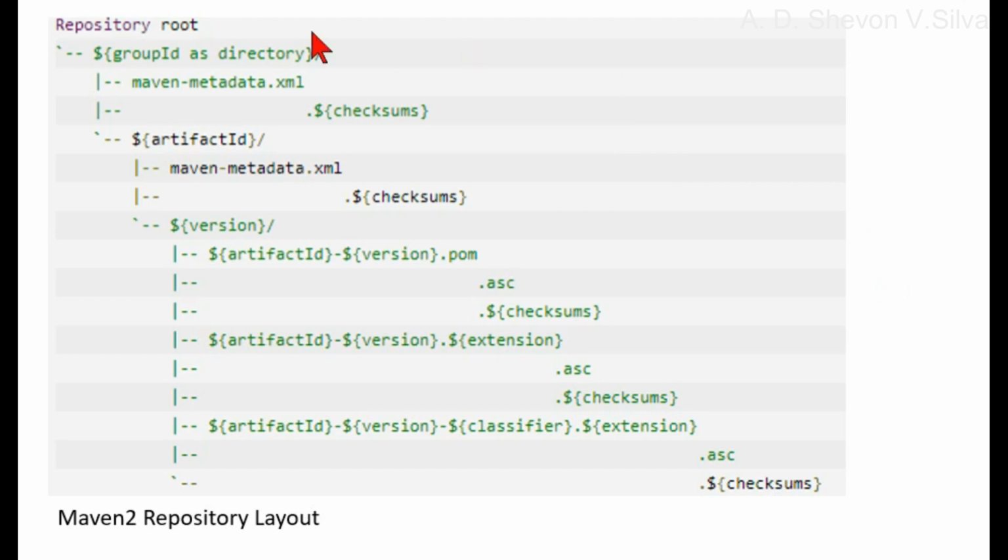where the group ID as directory is the group ID with dots replaced by /. For example, org/apache/maven.